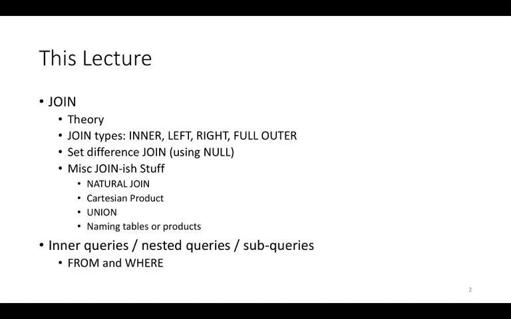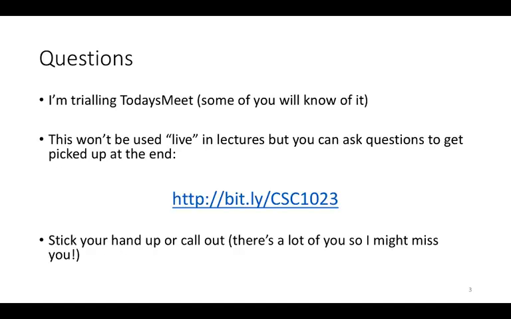We're going to have a look at some of the joining theory. How do we join entities and tables together? And some other fancy stuff like Cartesian products, and then move on and have a look at inner queries as well. Obviously, I've already answered some questions on today's meet. If you've got any questions, ask them as we go along, and I'll try and have a look a few times and address any queries that you have.